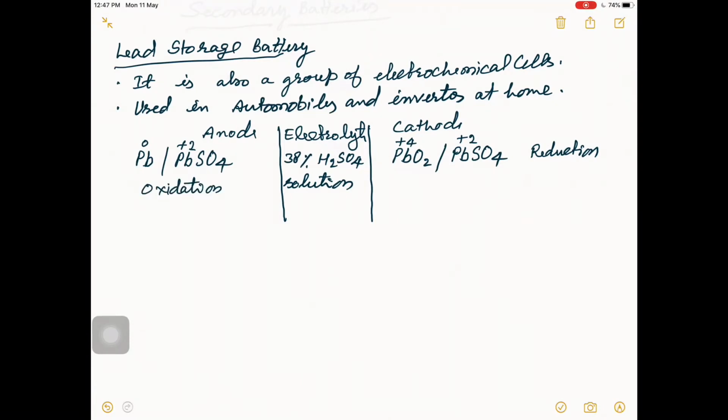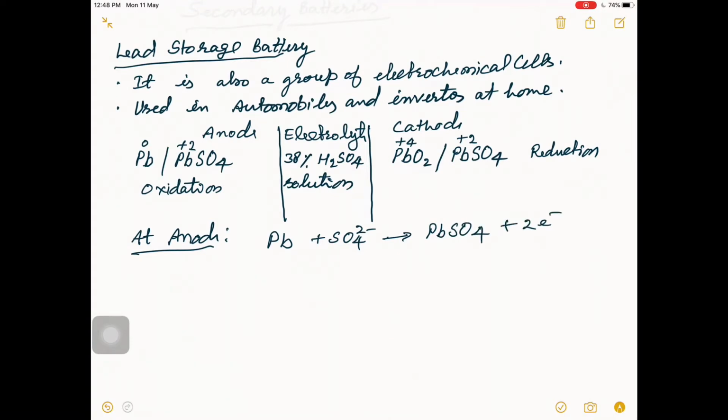Now what will be the reaction at the anode? Lead will oxidize in the presence of the electrolyte sulfuric acid. So sulfate ion will be used in the electrode reaction of the anode, and lead will oxidize to give lead sulfate, and 2 electrons will be released at the anode.